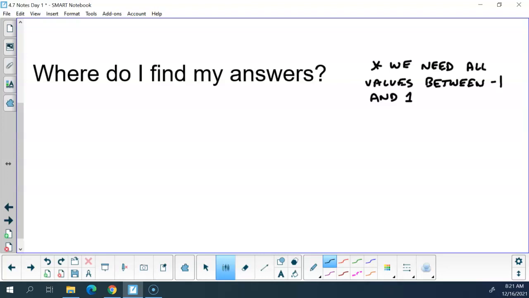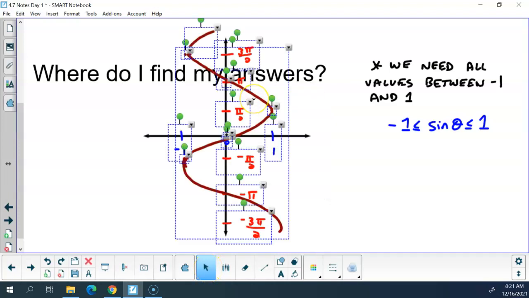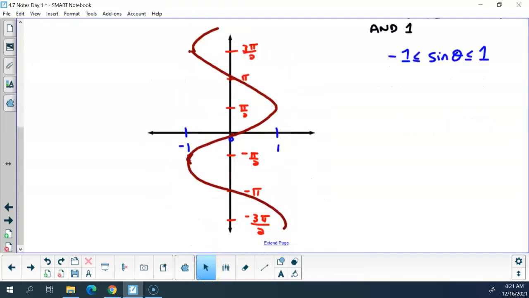So what I'm saying there is, because remember sine, the sine is in between there, +1. What I need on this graph. Now let me see if I can do this. There it is. On that graph, we need all the values between -1 and +1.